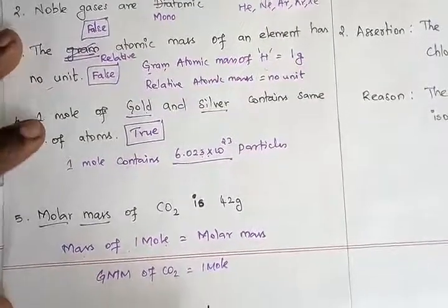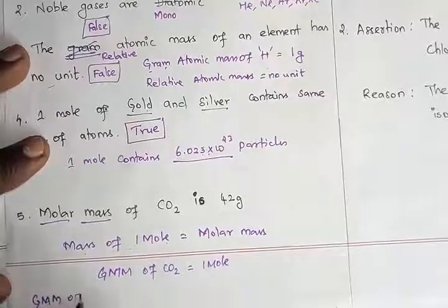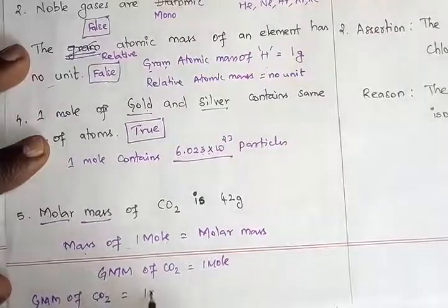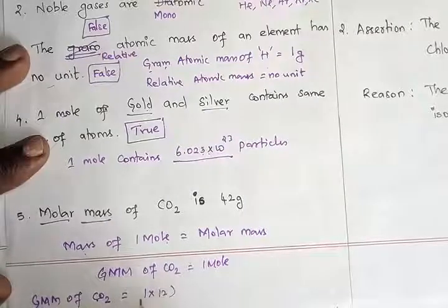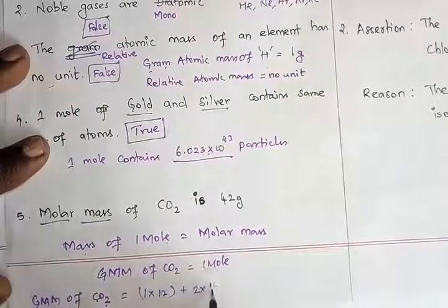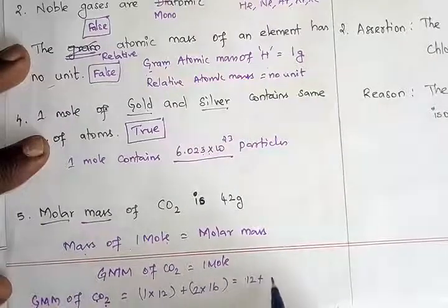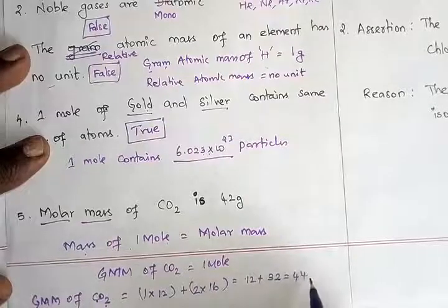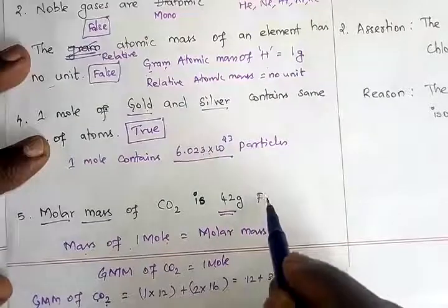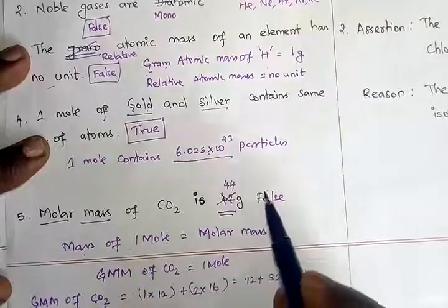Now tell me how to find out the gram molecular mass of carbon dioxide. Gram molecular mass of carbon dioxide is equal to how many carbon we have? 1 into atomic mass 12, plus how many oxygen we have? 2, 2 into atomic mass 16. So 12 plus 32 is equal to 44 grams, not 42. So the statement is false. This number we have to replace with 44.